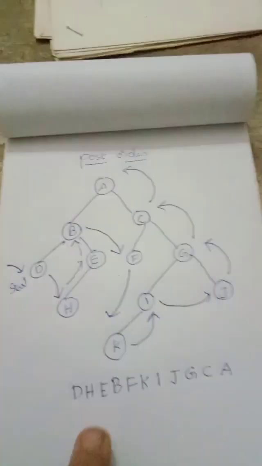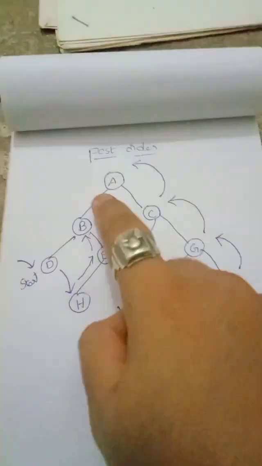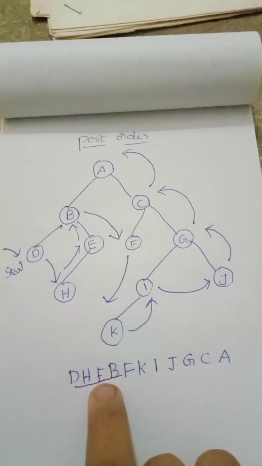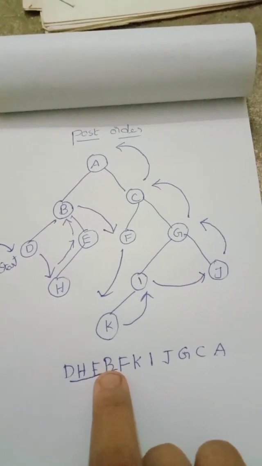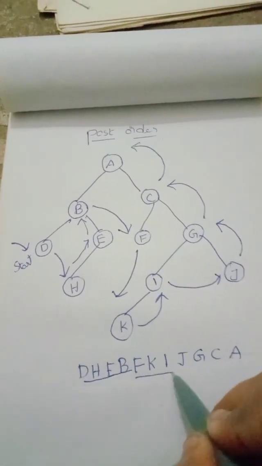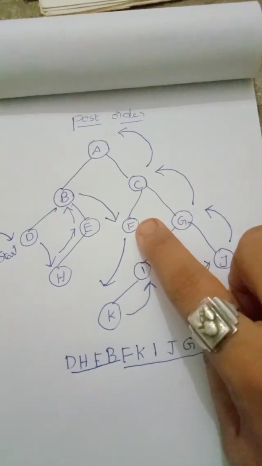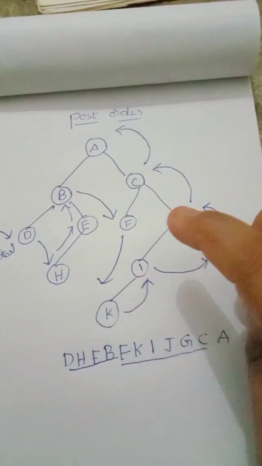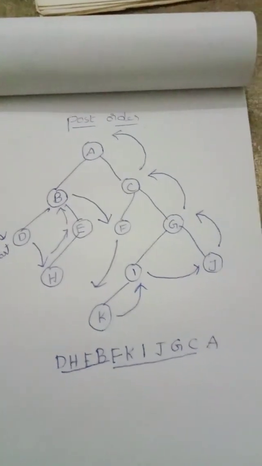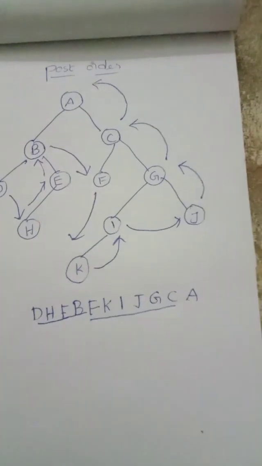See here. This is the left subtree, means D, H, E, B. After that, we go to the right subtree. Here this is the right subtree, means F, K, I, J, G, C. After that, we go to the root node. Have you understood? Have you understood the whole topic?